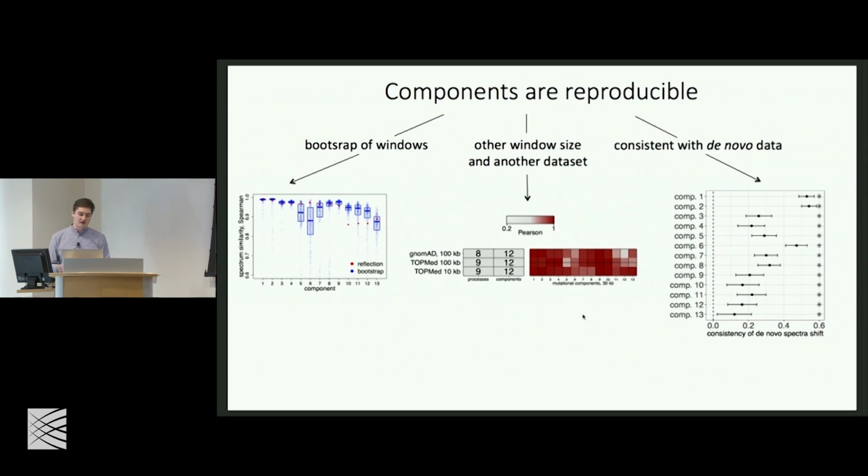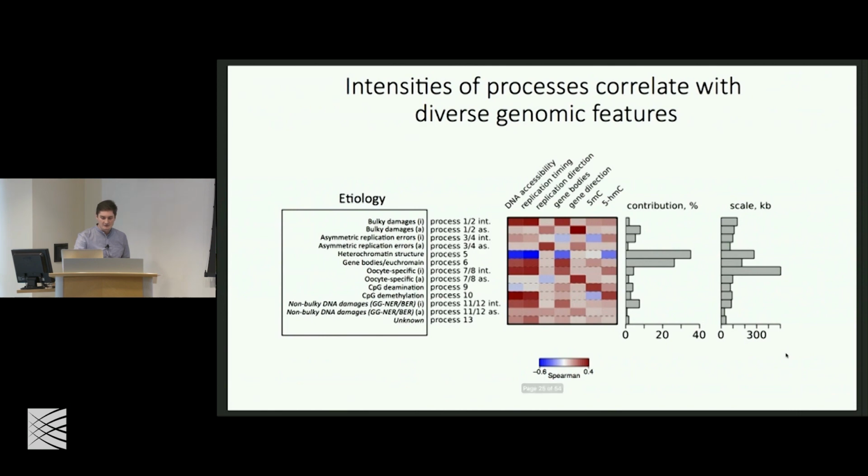And then we can check if we see signal from these mutational components in de novo data. For that, we can ask if, let's say, regions where intensity of components are high show a shift in spectra of de novo mutation that would mirror the spectra of this component. And it turns out that it's true for all these components, so that indicates that they're robust. And then, to your question, now we have to understand what these components could be.